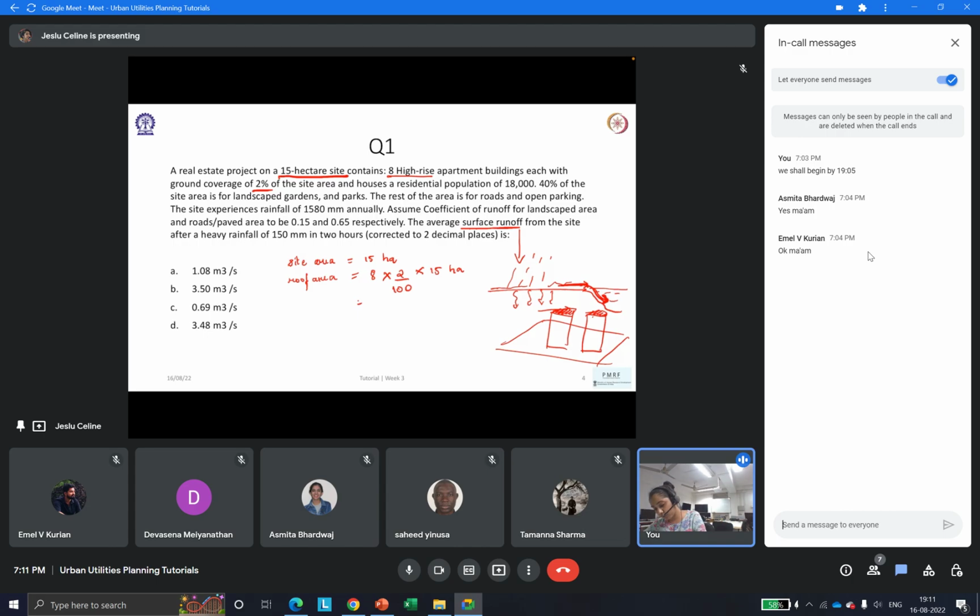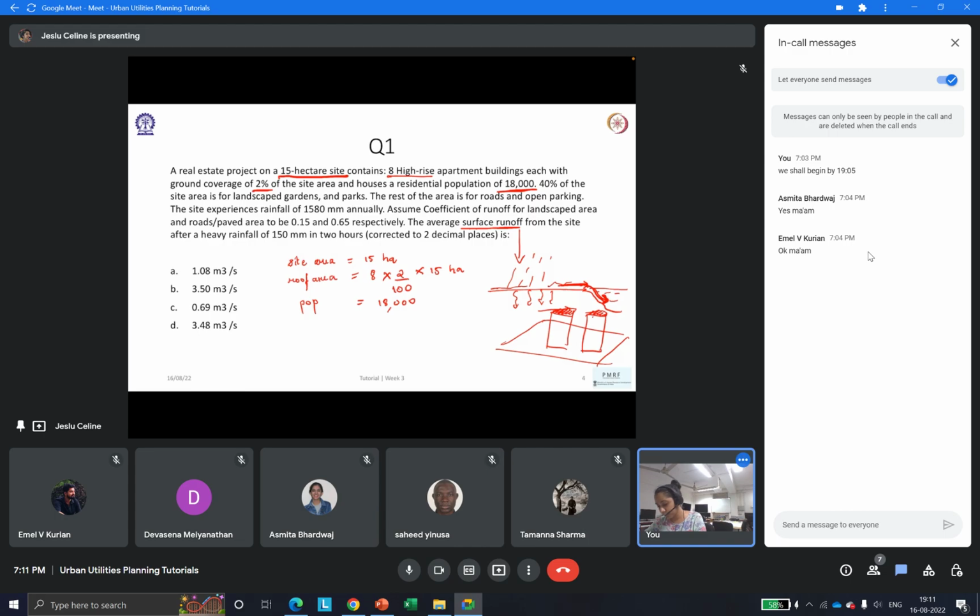So, and we've also been given the total population, that is 18,000. If you get the answer for this, that is what is the roof area in hectares, please put it in the chat box. It's just 8 into 2 into 15 by 100. Yeah. So coming back, we have a population. So our total population is 18,000.